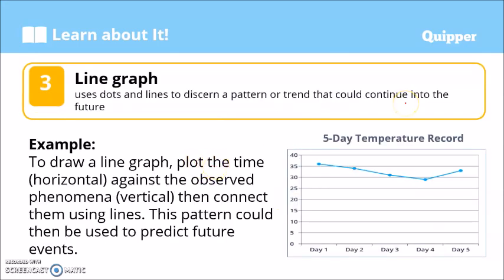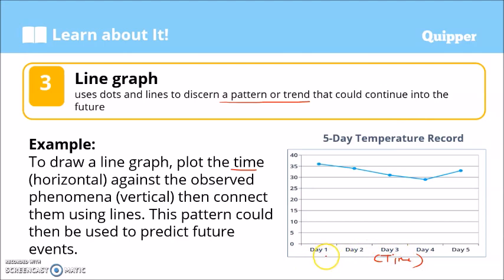The next type of graph is the line graph. It uses dots and lines to discern pattern or trend. Okay? Pattern or trend that could continue into the future. To draw a line graph, we have here an example of a line graph. To draw a line graph, we plot the time. That's for the horizontal. Andito siya. Okay, the horizontal, this is the time or the day, ano.